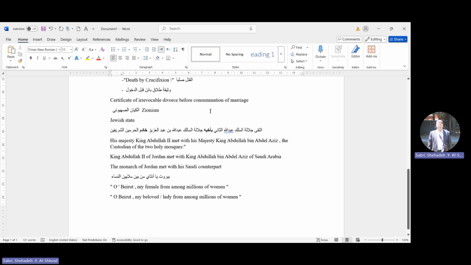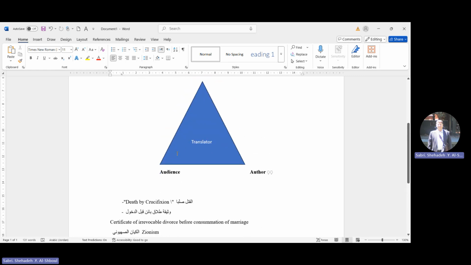So here, dear students, we can see that it is sometimes the author himself who is a requirement for the translator to choose the proper approach, where he or she should be aware in translating of what the context is, in terms of audience, in terms of author, in terms of the text itself.